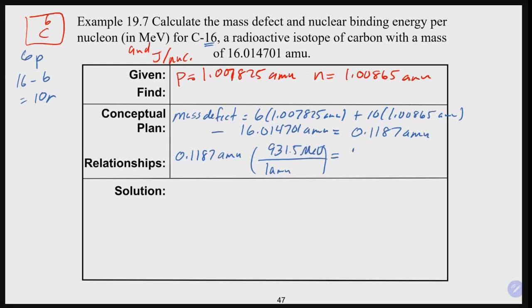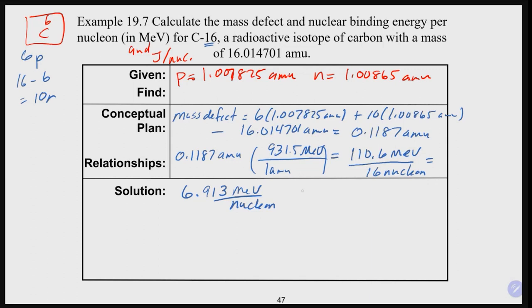That's going to give me about 110.6 mega electron volts, which at this point I can divide by the nucleon, which is really our mass number, which is 16 in this case. And that would get us to basically 6.913, we'll call it, mega electron volts per nucleon. First off, any questions on that calculation there?